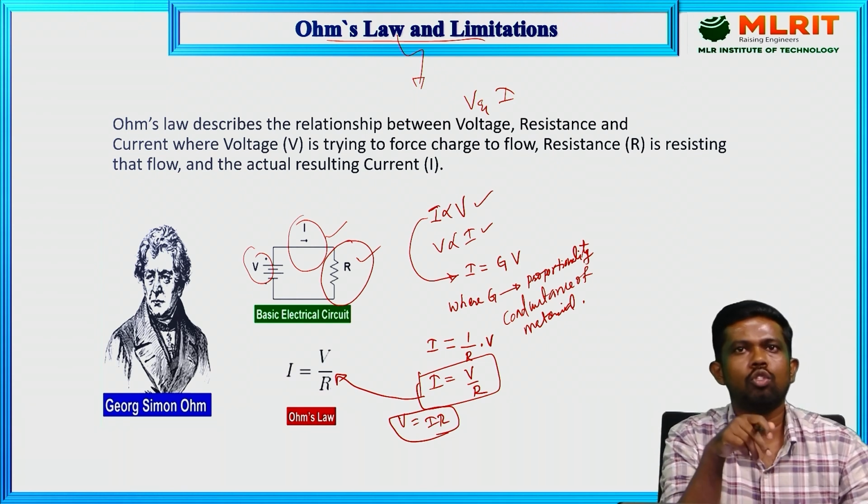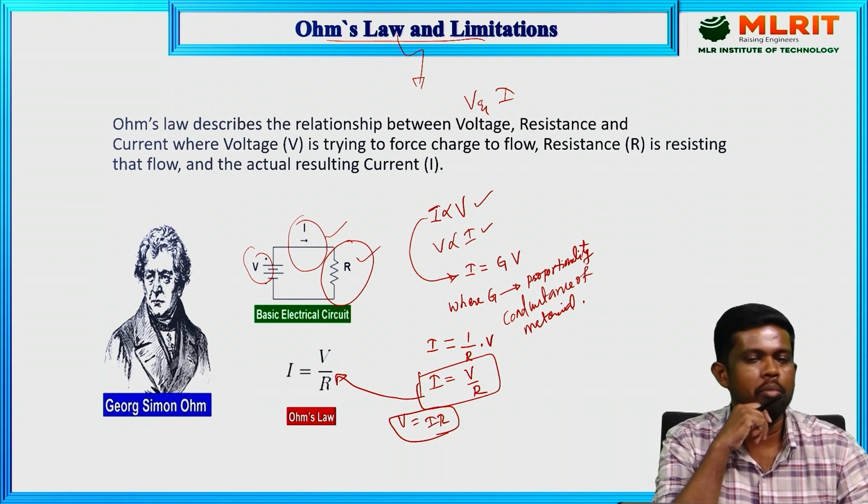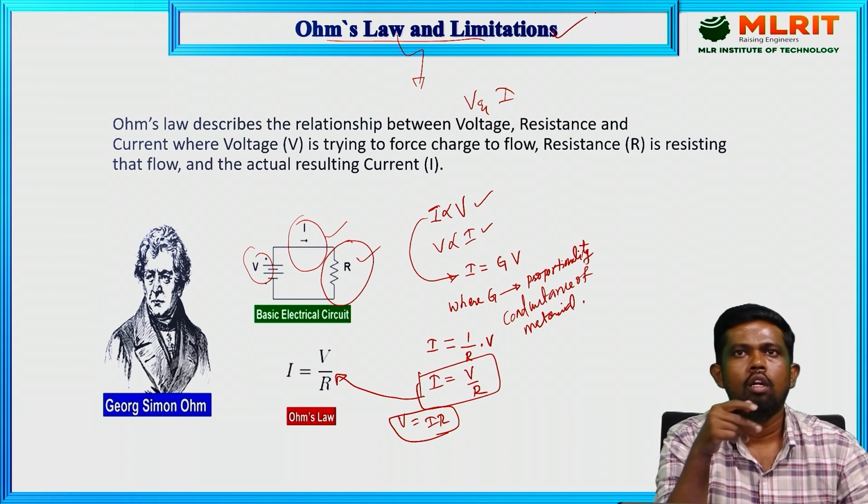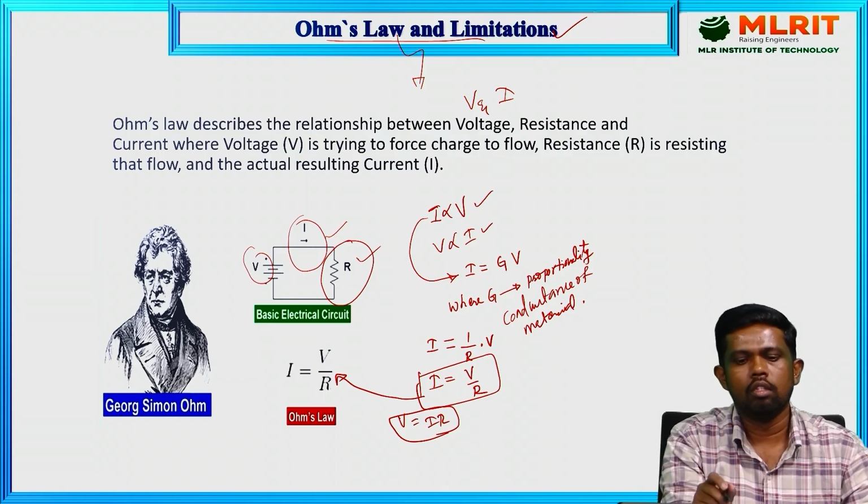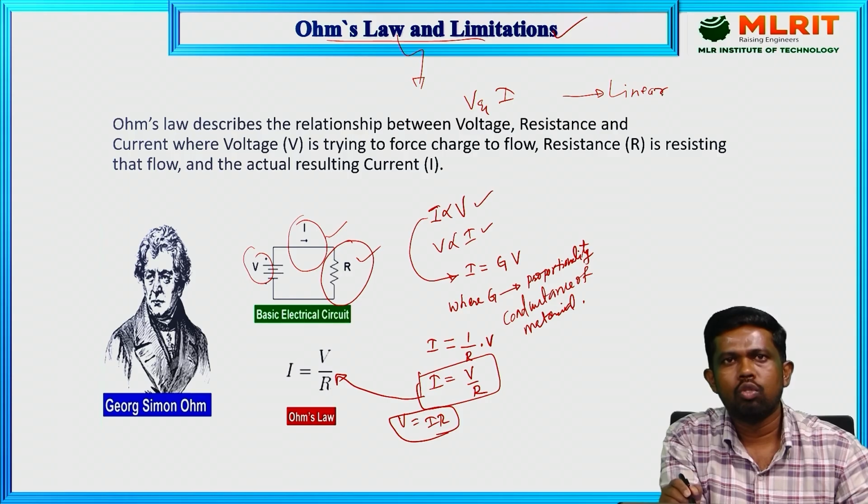It is sensitive to temperature. That's why there are certain limitations for Ohm's law. The first and foremost limitation is that it is purely applicable for linear elements only. For such elements, the VI graph should pass through the origin and obey the property of Ohm's law, meaning the voltage and current are directly proportional to each other. Those kinds of elements are simply called linear elements.